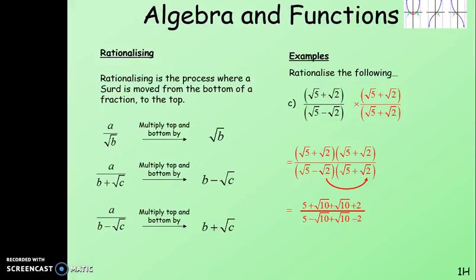So if we simplify those, look at the top. What can we simplify on the top? Well, we've got one root 10 plus another root 10. So how many root 10s is that? It's going to be 2 root 10s. And we've got the 5 and the 2 on the top, which comes to 7. On the bottom, we've got a plus 5 and a minus 2, which will just be 3. And in the middle, these two terms should cancel out and give us 0. So once we've done that, we should find that we end up with 7 plus 2 root 10s over 3.